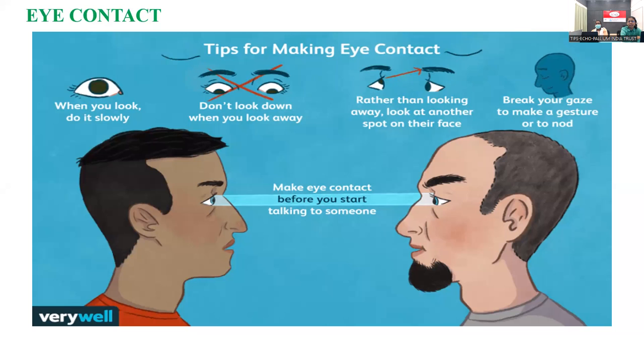Rather than looking away, look at another spot on their face. If you are not comfortable looking directly into their eyes, you can look at another spot on their face. Break your gaze to make a gesture or to nod. While communicating, you can break eye contact only to show that you are listening to what they are saying, by nodding. Nodding is also a good gesture that you are listening to them. So make eye contact before you start talking to someone. That is the first body language we have to understand.